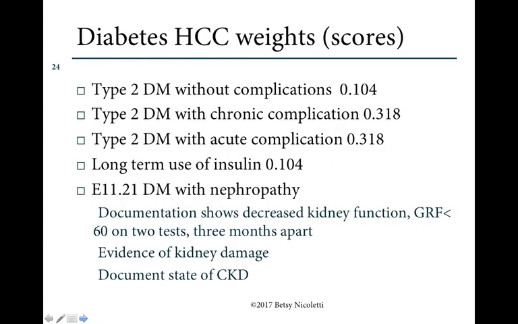So type 2 diabetes without complications has a risk score of 0.104, with chronic or acute complications 0.318, long-term use of insulin 0.104, and then I just have a type 2 diabetes with nephropathy code there at the bottom of the page. We're going to see an example of how long-term use of insulin almost never adds anything, because you're only going to count either the type 2 diabetes without complications or the type 2 diabetes with the long-term use of insulin. But we'll see an example of that.